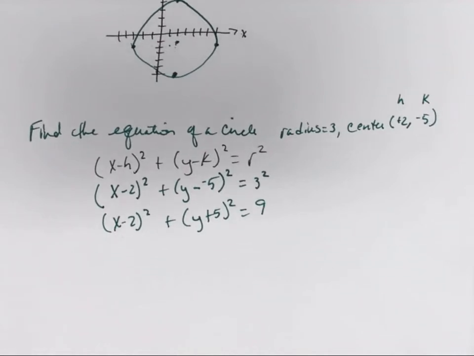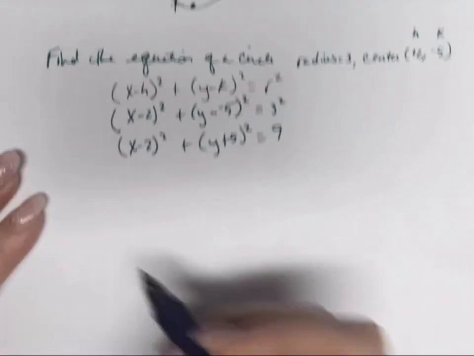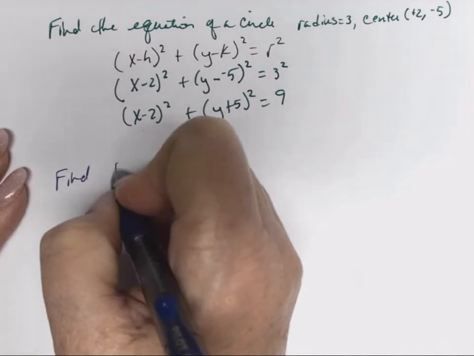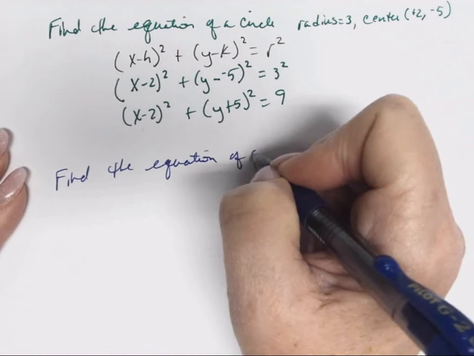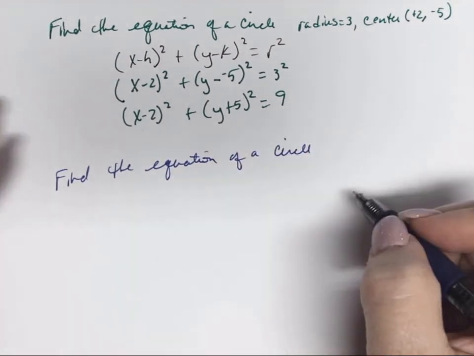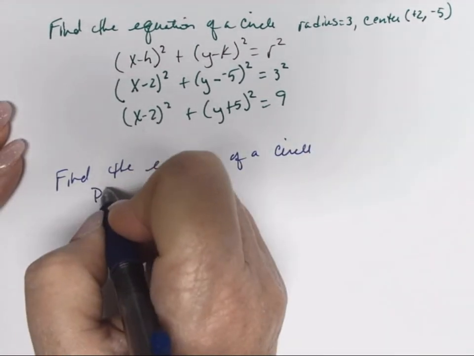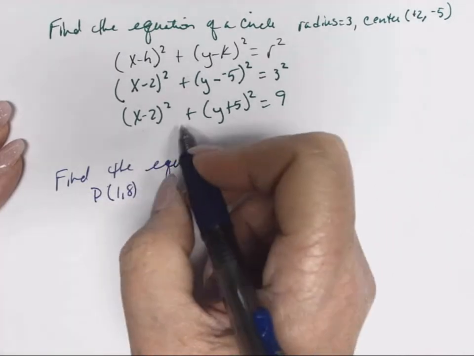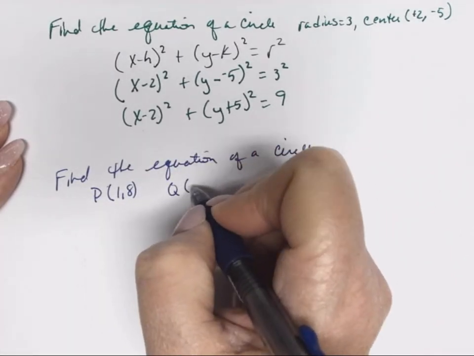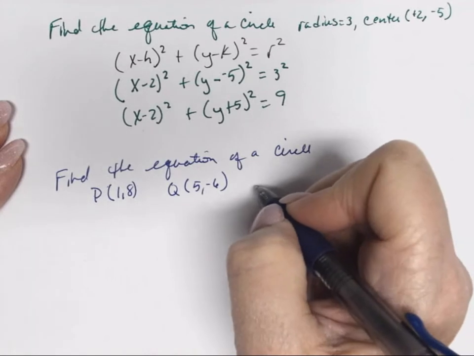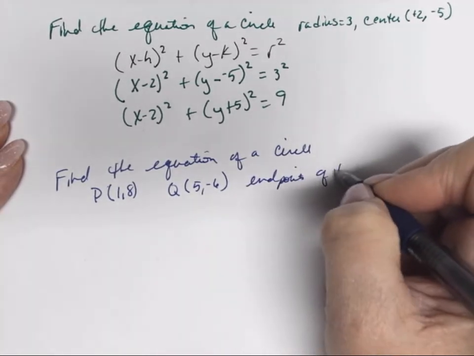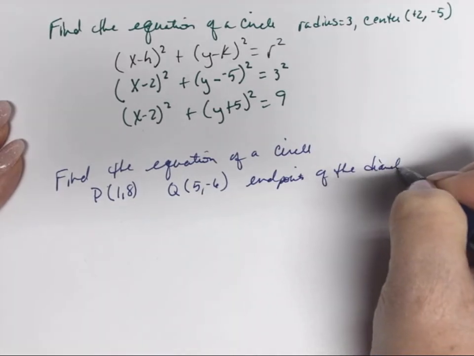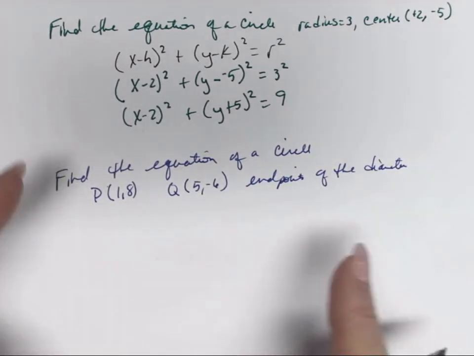All right, let's find another way to find our equation of a circle. So find the equation of a circle. And we are given point P as (1, 8), and point Q of (5, -6). And these are the endpoints of the diameter.